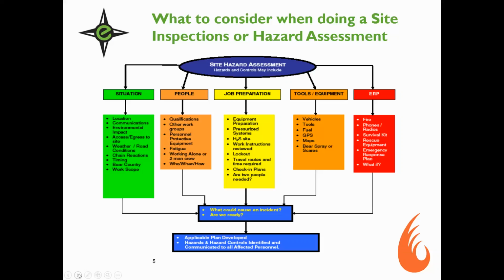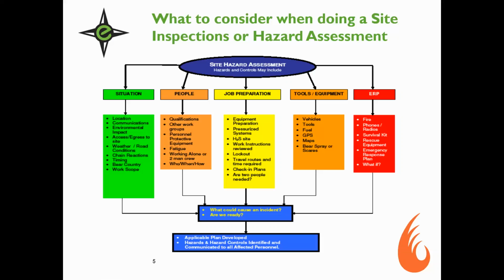As far as situation goes, you're looking at environmental impacts, access, egress to the site. You're looking at all different things that may be specific to that situation. Looking at people, you want to look at the qualifications of the people involved, whether they have their own personal protective equipment on, whether fatigue is a factor in the work they're doing. These are all just examples of things you're looking for when you're doing an inspection and people are involved.